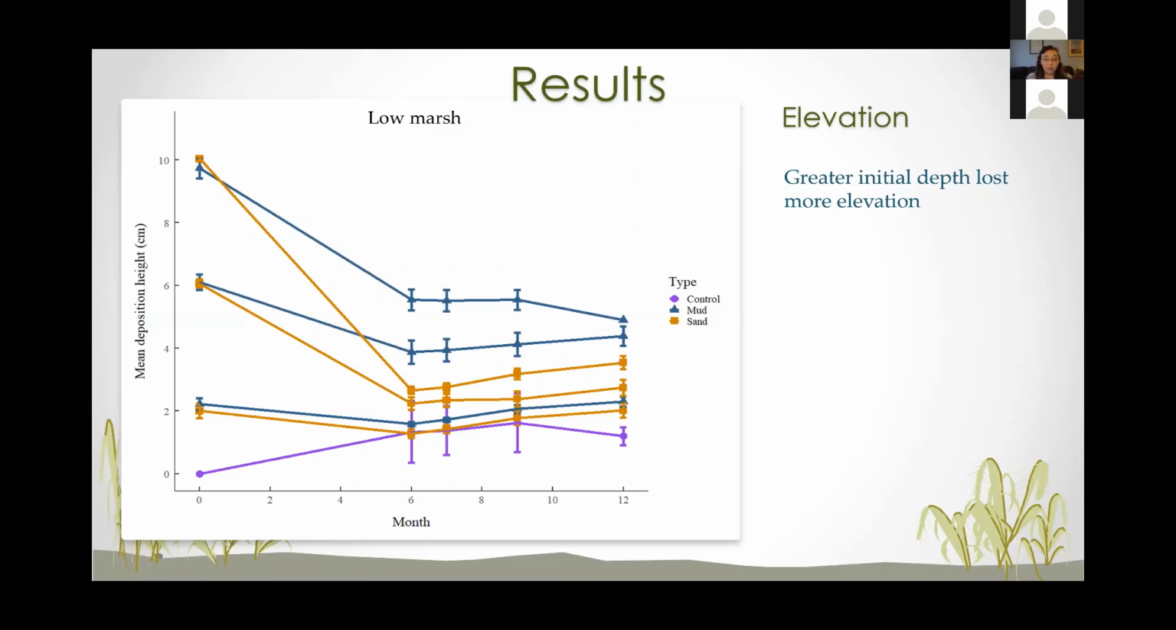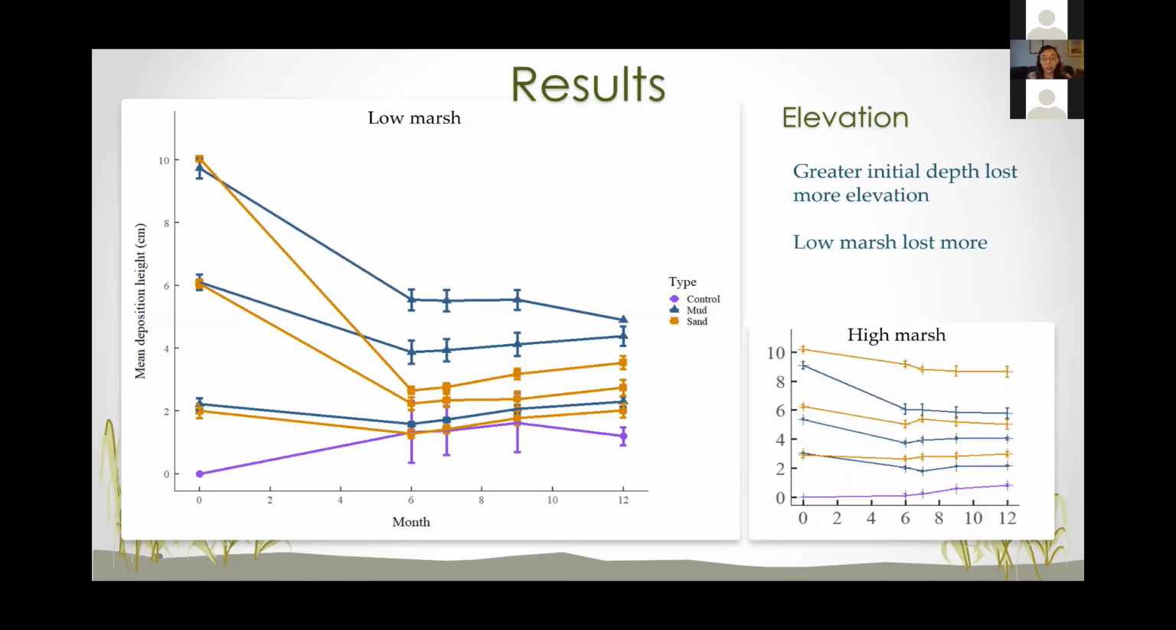You can see here in the low marsh that initial erosion was relatively significant. Whereas if you look at this graph of the high marsh here, you can see that there is still erosion, but it is not as much, that the low marsh lost much more. And that is presumably due to the fact that it floods every single high tide, whereas the high marsh does not.